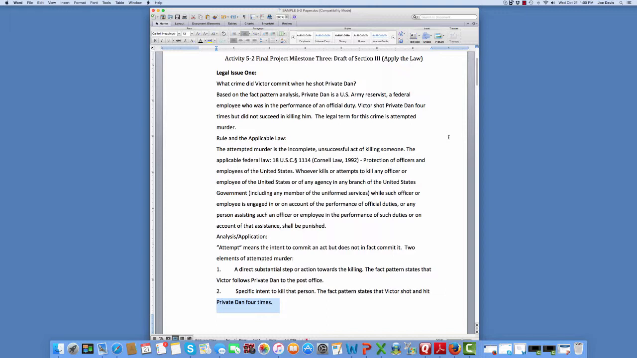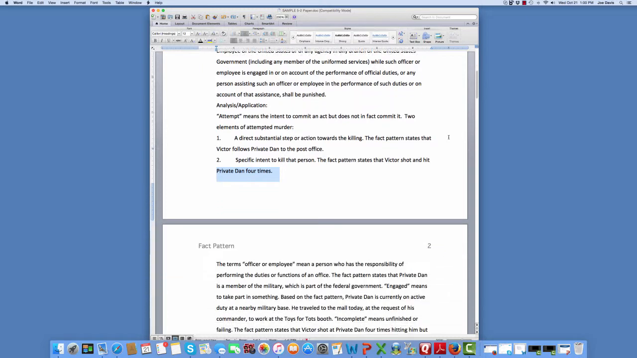The next part of it, rule and application of the law. The attempted murder is the incomplete, unsuccessful act of killing someone. The applicable federal law is 18 U.S. Code, Section 1114. The author found it in Cornell Law, and it covers protection of officers and employees of the United States. And then it goes on and tells you about the crime.